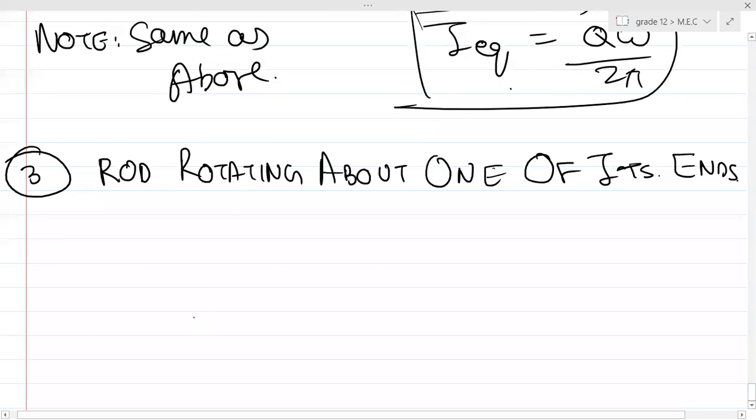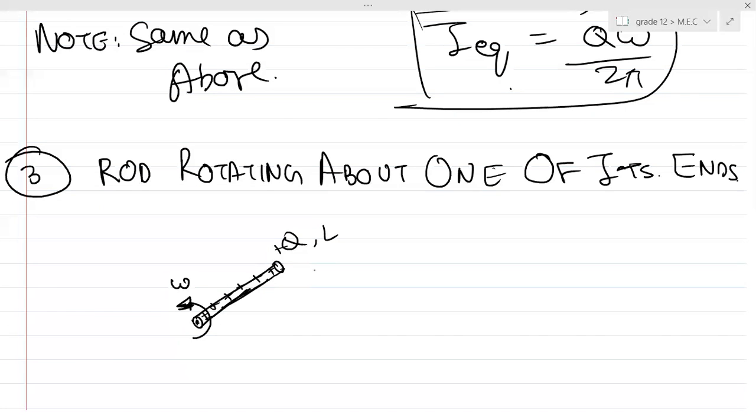Suppose guys, I have a rod. Everybody is able to see a rod? Yes or no? This rod is rotating about one of its ends with an angular velocity omega. This rod is charged with a charge q and length is L. Can anyone tell me how will you do this? The mass of the rod is capital M.